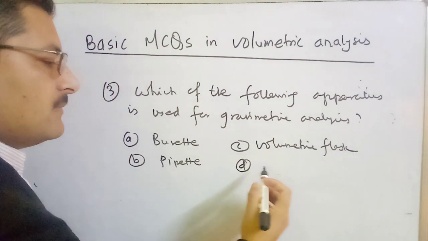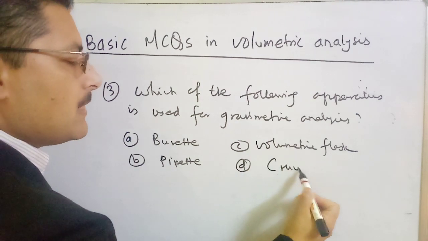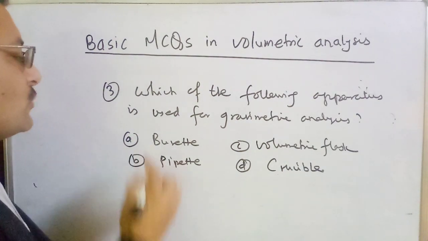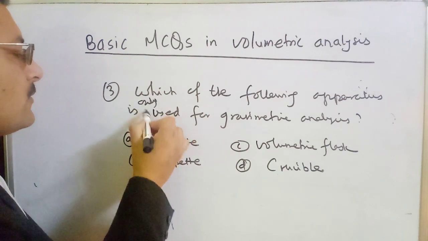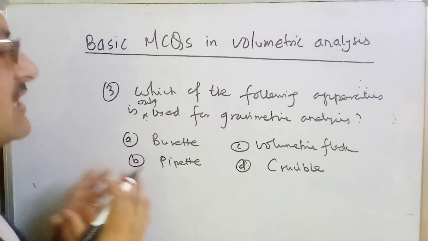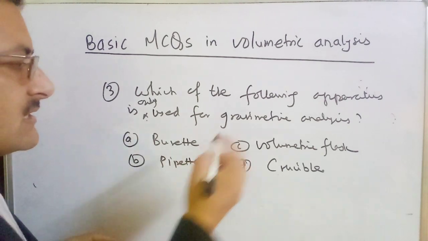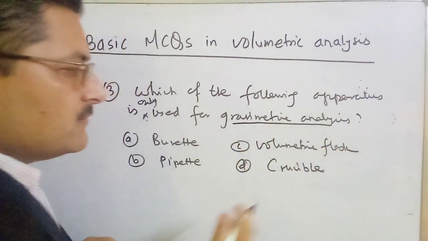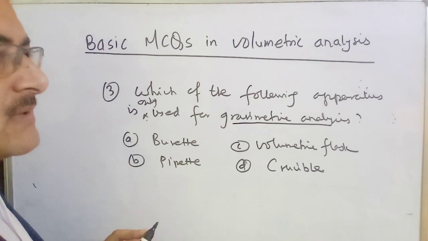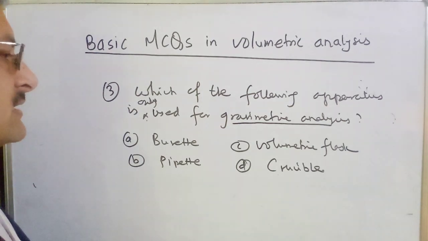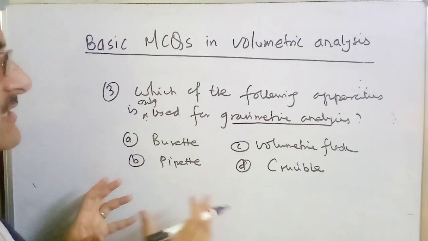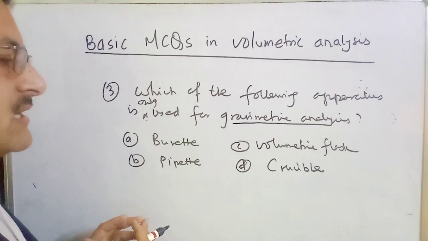Number D we have crucible. Which of the following apparatus is only used for the gravimetric analysis? If you know about gravimetric analysis, you might have seen the different types of apparatus used there. Out of 4 options, which is used in gravimetric analysis only?